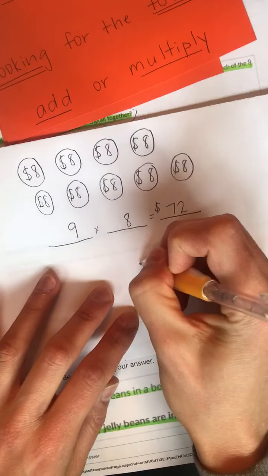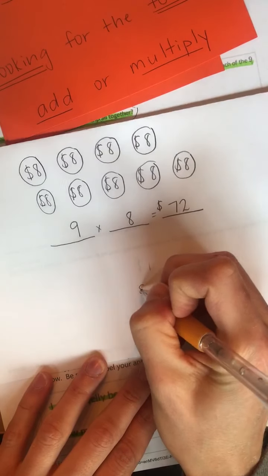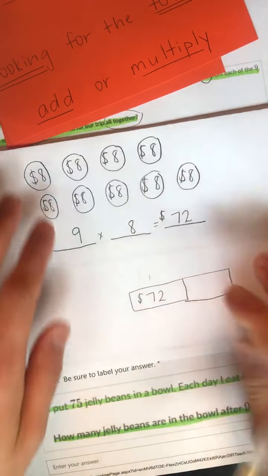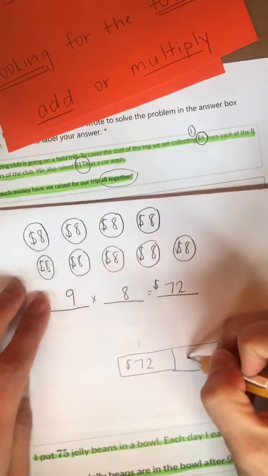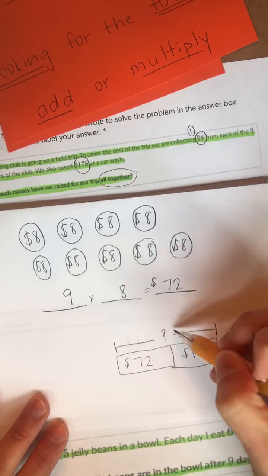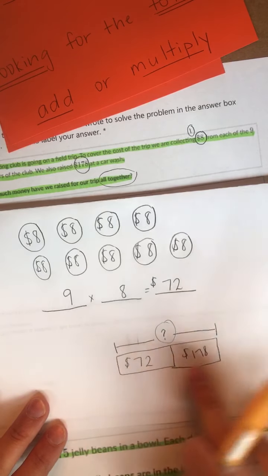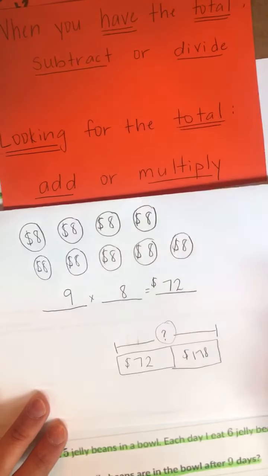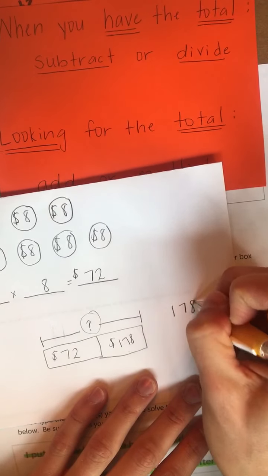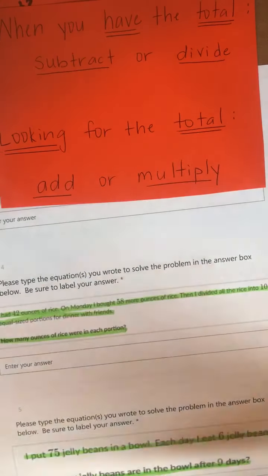I know that part of the money they raised was from collecting the $8 from 9 people. And I know that the other part of the money was from the car wash, right? $178. So I have the 2 parts and I'm looking for the whole. What do I need to do with my 2 parts in order to find the whole? Do I add these numbers together to find the total, or do I multiply? Excellent, you have to add them together. So on your paper, you're going to set up 178 plus 72. Please pause the video and do that now, and we'll take a look at the next question together.